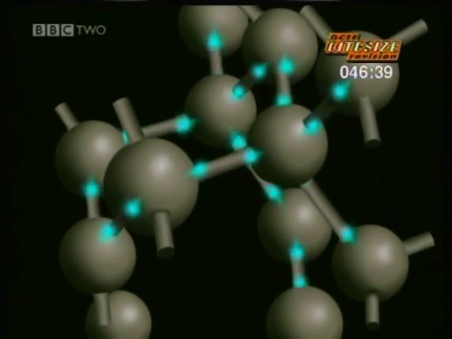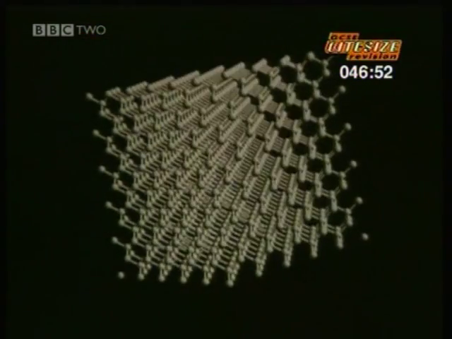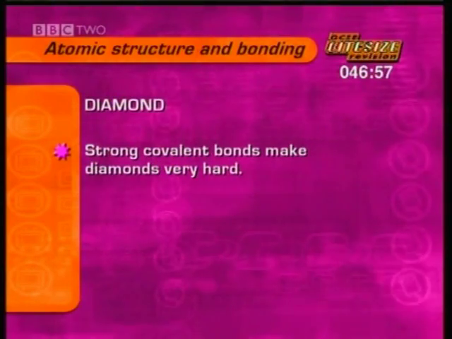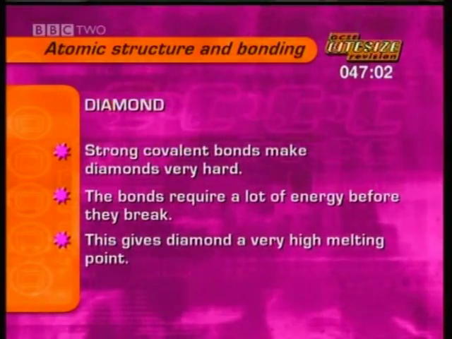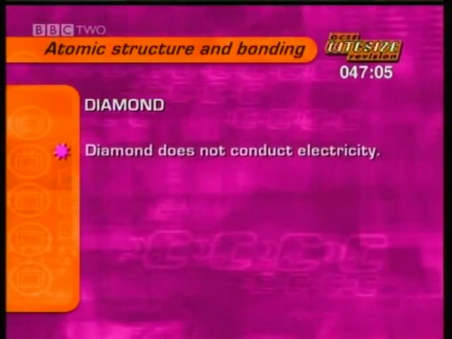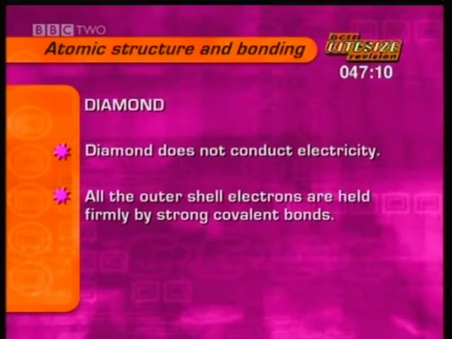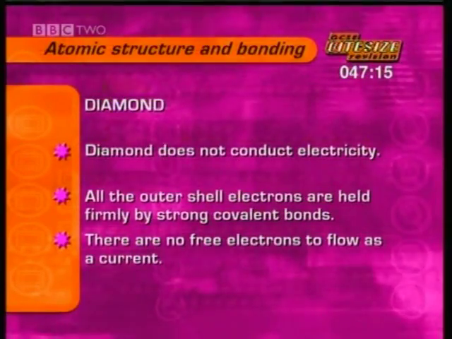This is the atomic structure of diamond. Inside diamond, each carbon atom is strongly bonded to 4 other carbon atoms. This interlocking structure of strong covalent bonds extends throughout the giant 3-dimensional structure. The strong covalent bonds make diamonds very hard. These bonds require a lot of energy before they break. This gives diamond a very high melting point. Diamond doesn't conduct electricity because all the outer shell electrons are held firmly by strong covalent bonds, so there are no free electrons to flow as current.